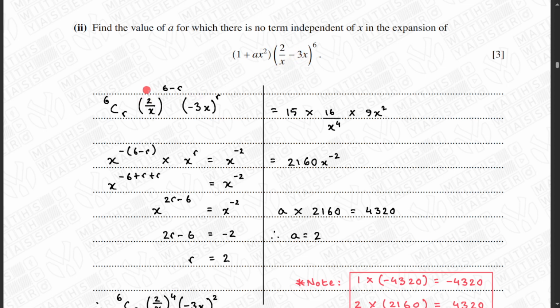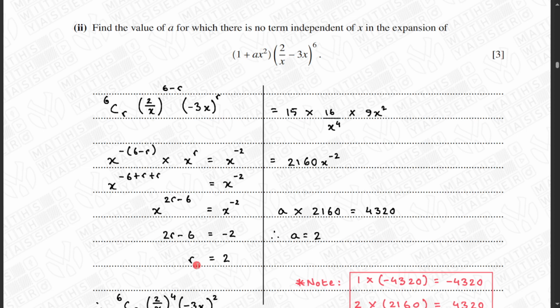So let's first find that out. Again, the expansion will be 6cr times (2 over x) to the power 6 minus r times (minus 3x) to the power r. Let's again isolate the x terms, and that will give us x to the power minus (6 minus r) times x to the power r, and we want it to be x to the power minus 2. So since there is a multiplication, that means it will be minus 6 plus r plus r. So x to the power 2r minus 6 is equal to x to the power negative 2. So 2r minus 6 is negative 2, therefore r will be 2.